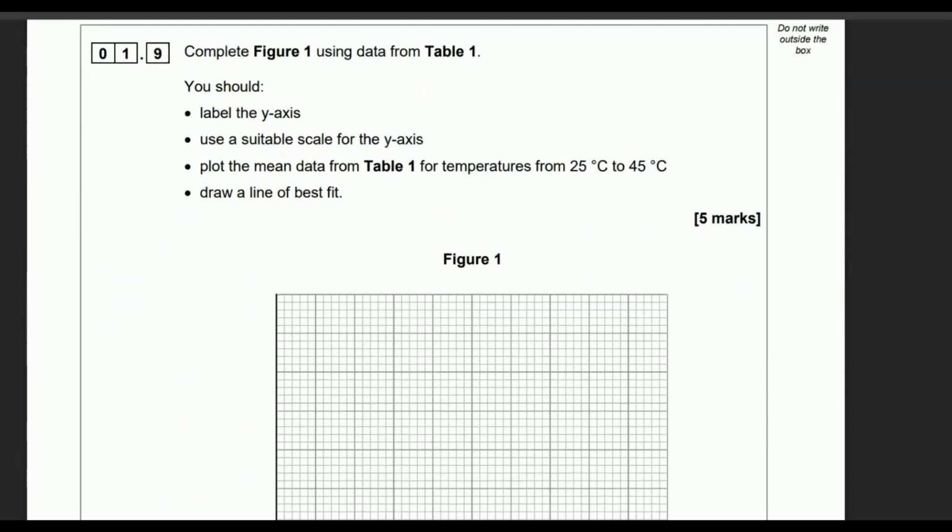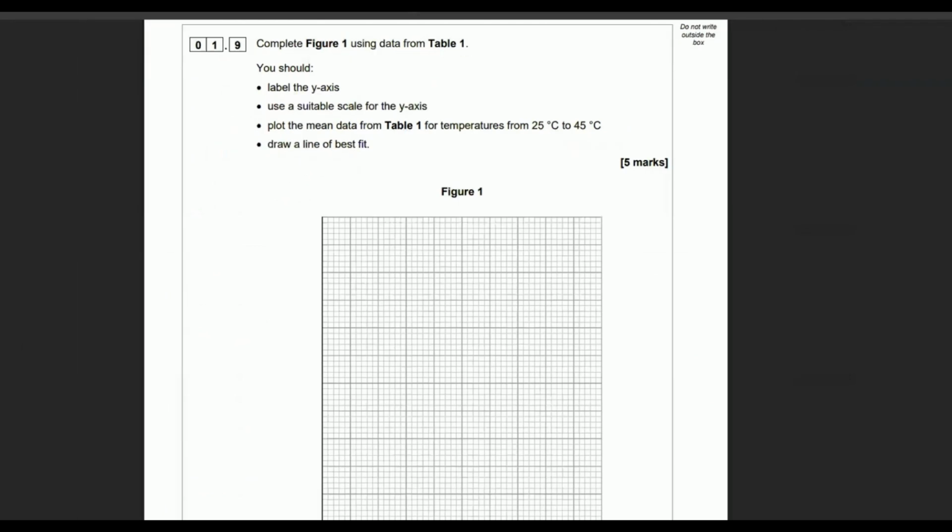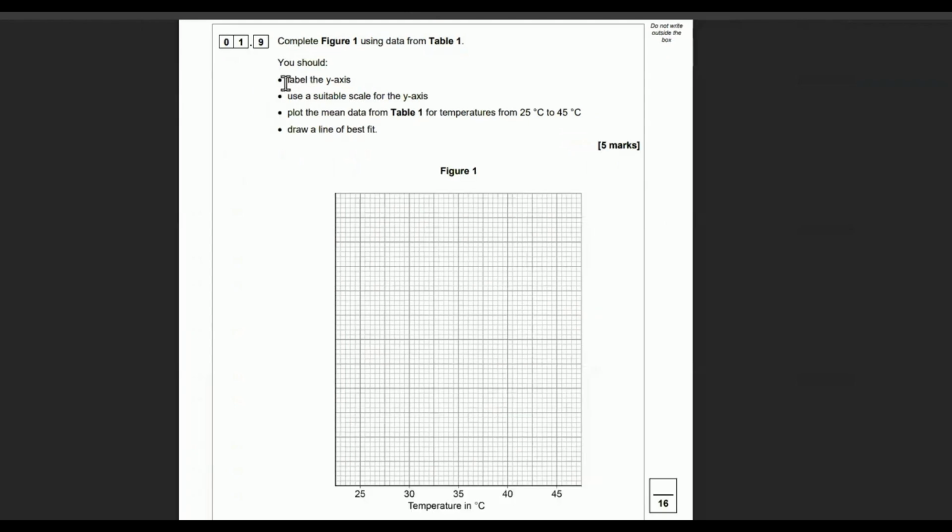Oh my gosh, we got a graph, people. Let's get into it. There's going to be a graph in your exam, so make sure you get every single mark on your graph because 50% of the country is, and you're competing against them. So make sure you don't drop marks on the graph. Okay, complete figure one using data from table one. You should label the y-axis, use a suitable scale for the y-axis. Now, that means our scale should go up nicely and fit completely on this line, and it should go up over halfway. Plot the mean data from table one, so we're only using the mean from temperatures 25 to 45, and then draw a line of best fit, and it's worth a whopping 5 marks.